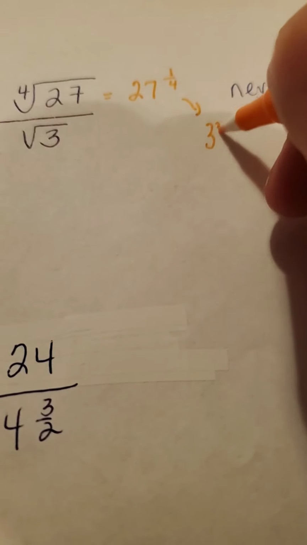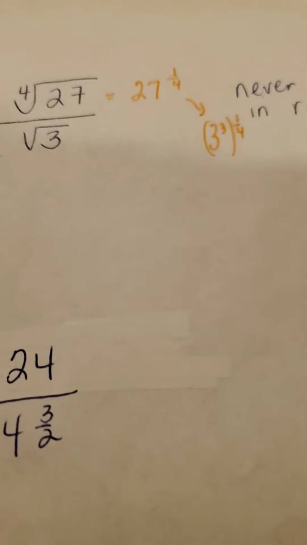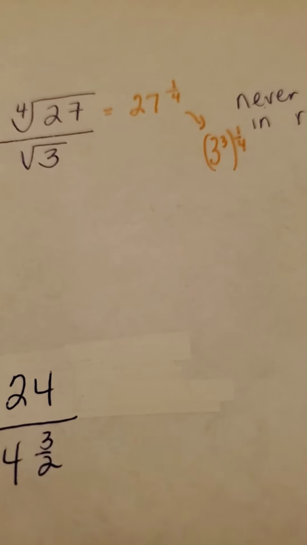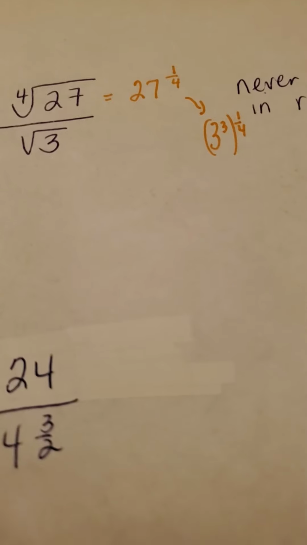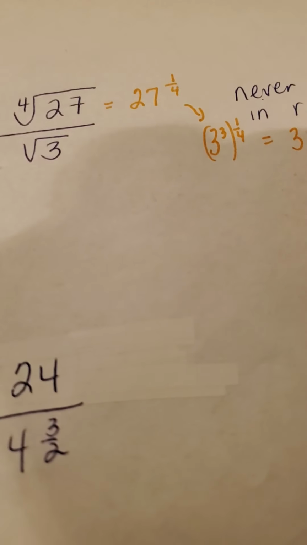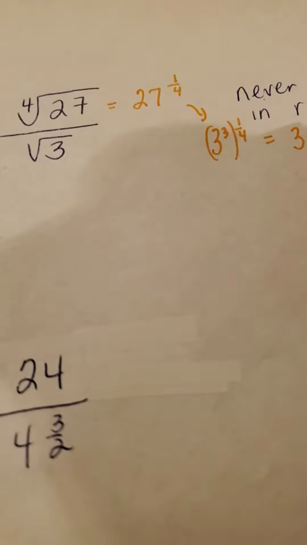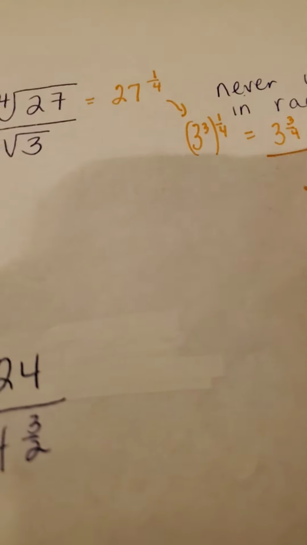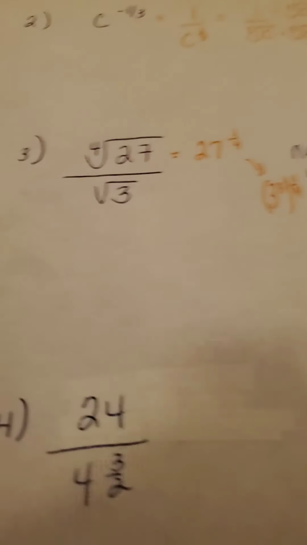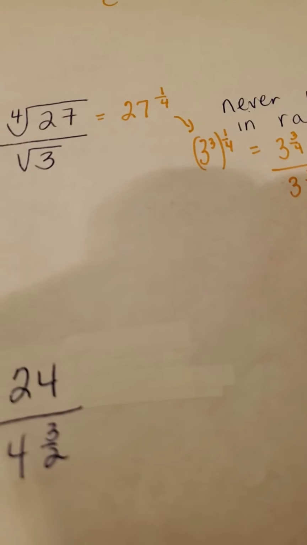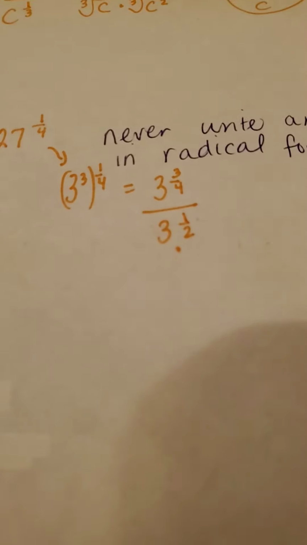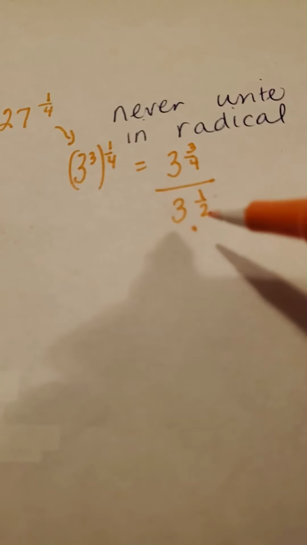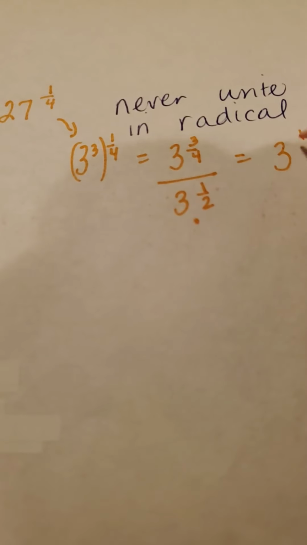That's equal to 3 to the 3rd to the 1/4, which is equal to 3 to the 3/4 over, what do I have there? 3 to the 1/2. So we subtract the exponents. 3/4 minus 2/4 is 1/4. There might be different ways to do that.